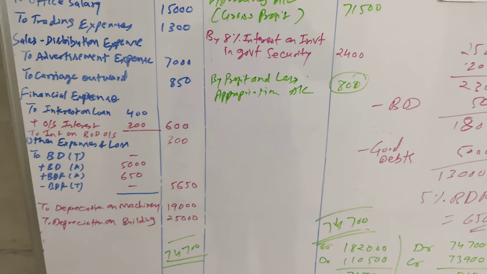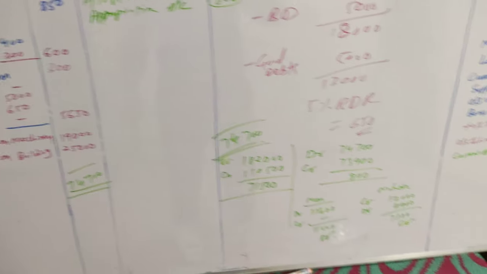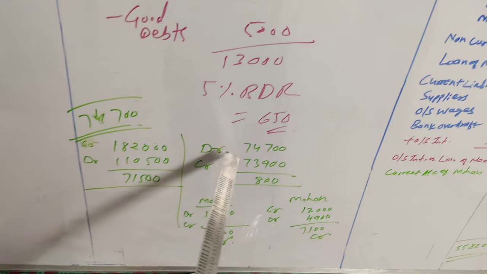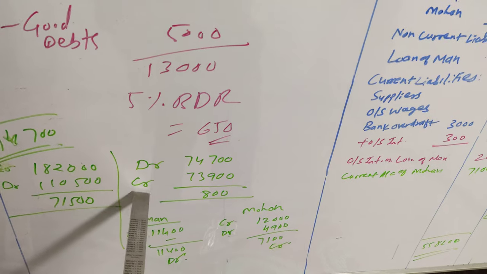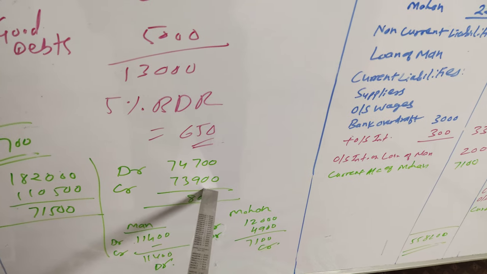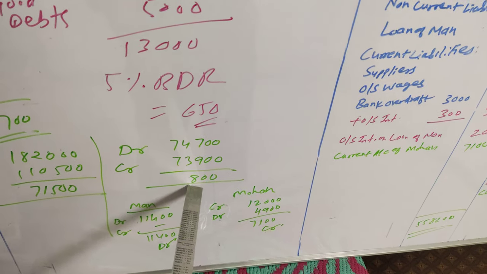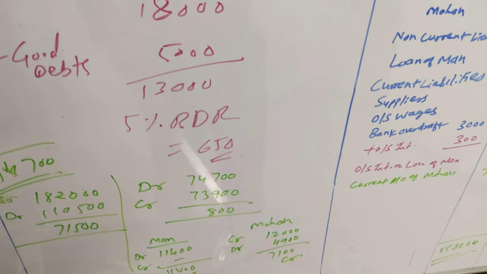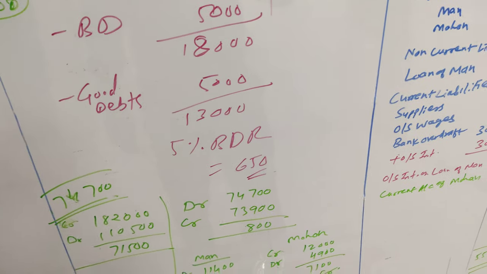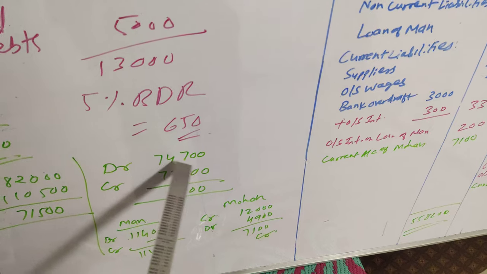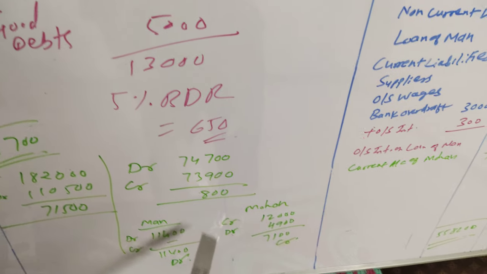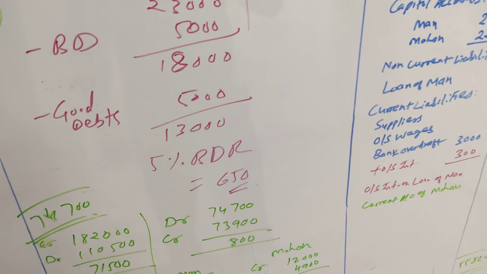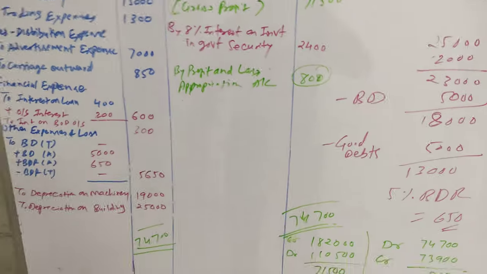When you will close profit and loss account, you will find that the debit side total is 74,700 and the credit side total is 73,900. So the difference is 800, which is net loss. Debit side 74,700 and credit side 73,900. So there is a net loss of rupees 800. Here it is.